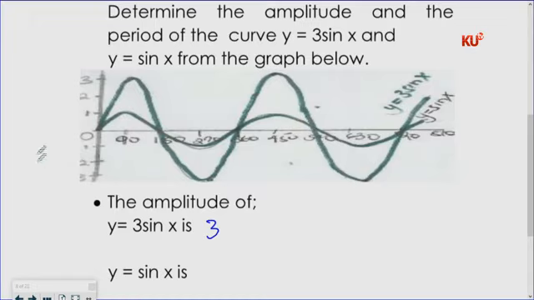Let's look at the amplitude of the second wave, this one here. Just follow this wave.